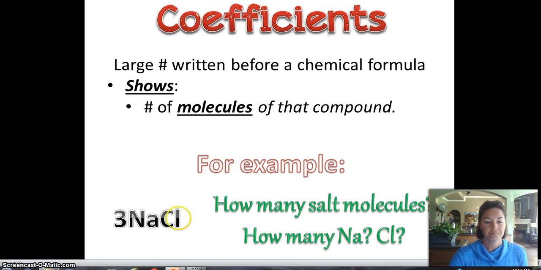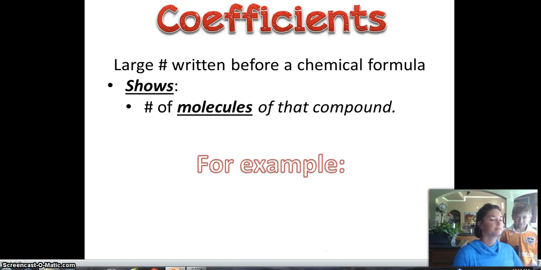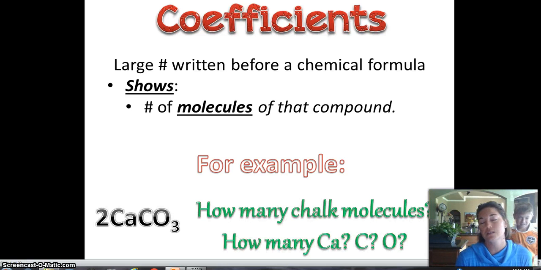How about this one? How many molecules of salt do we have? Well, we have 3 because there's a coefficient here. We have 3 NaCl's, which means we have 3 times 1 sodium and 3 times 1 chlorine. Okay. The next example is the calcium carbonate. The 2 in front of the calcium carbonate chemical formula tells me that I have 2 molecules of calcium carbonate. That's 2 calciums, 2 carbons, and 6 oxygens.